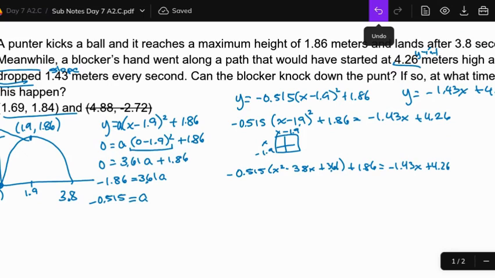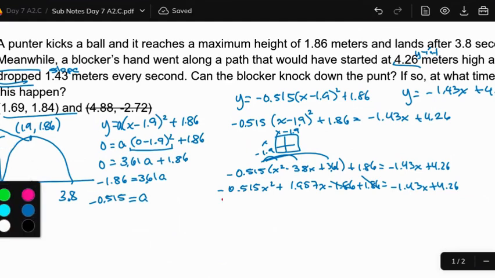And then we can distribute that to all 3 terms. So negative 0.515 x squared plus 1.957 x minus 1.86 plus 1.86 after we round. And that's still negative 1.43x plus 4.26. And once again, those will cancel. And I like to keep my a values positive, so I'm going to move this over.